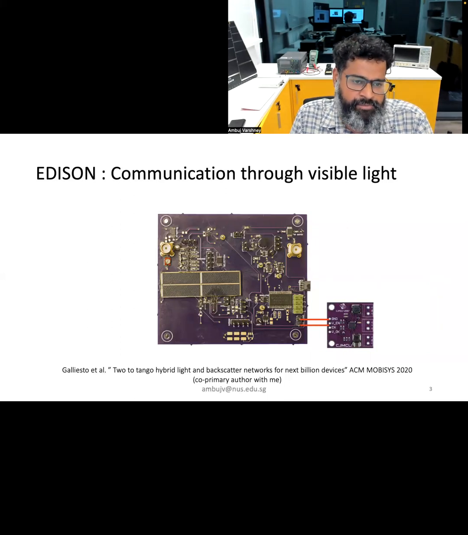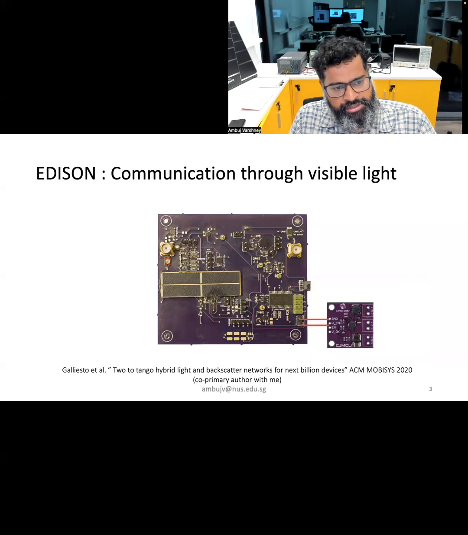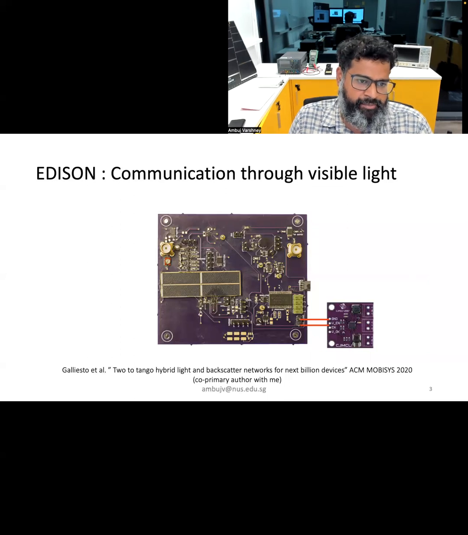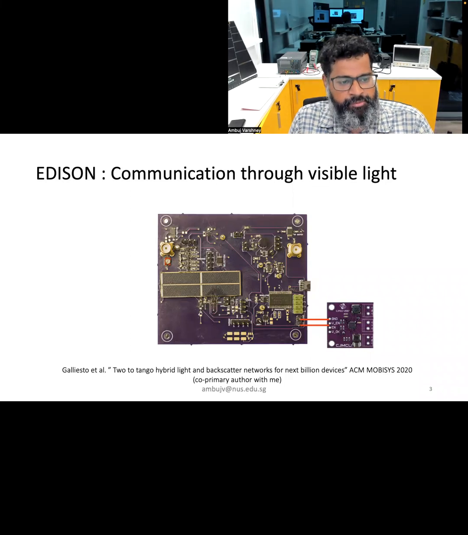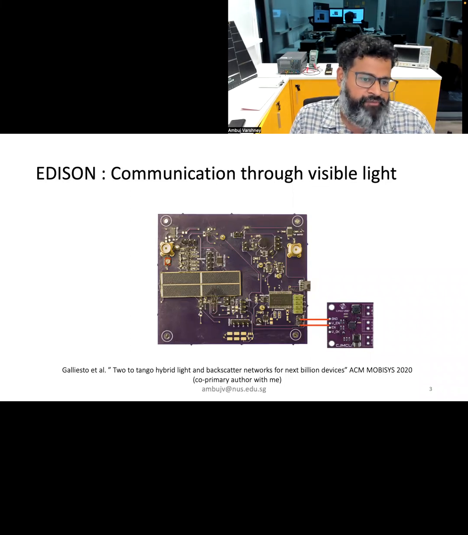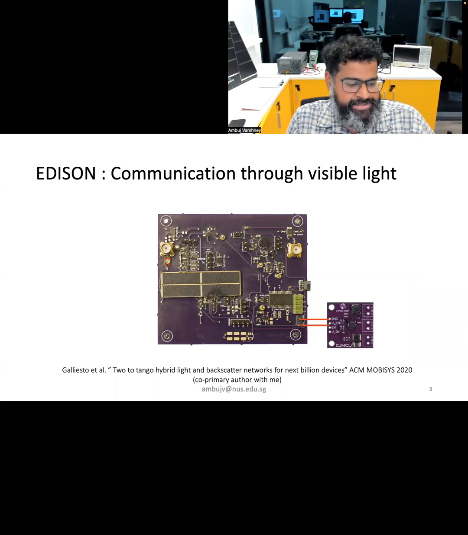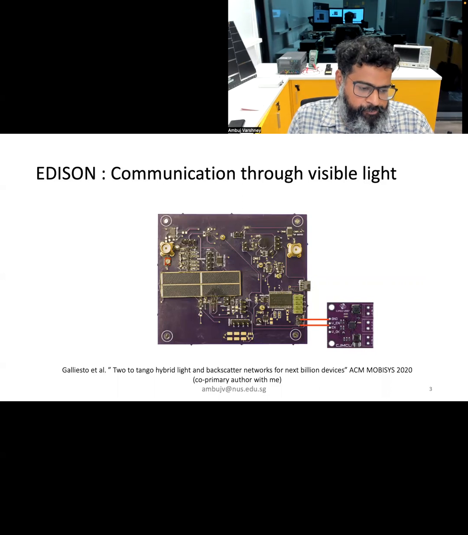We designed this system called Edison, which was able to communicate using visible light, using downlink communication through light, and support uplink communication through a backscatter mechanism. This device is able to receive communication using a small solar cell and also harvest energy. The energy is stored in a small capacitor which powers the electronics on the board, and it uses the backscatter mechanism which we had seen in the previous lecture to support uplink communication.